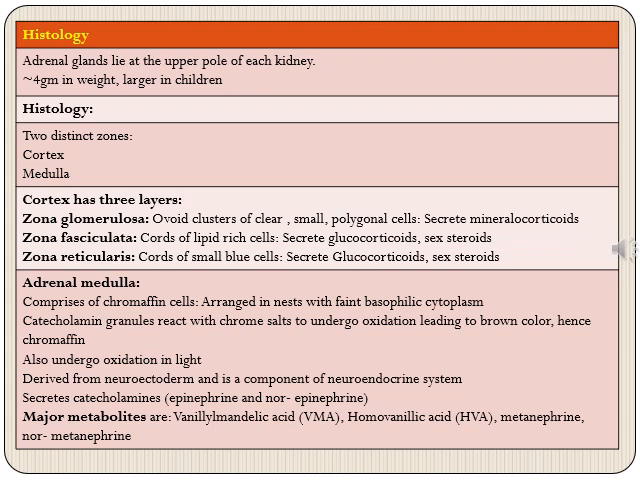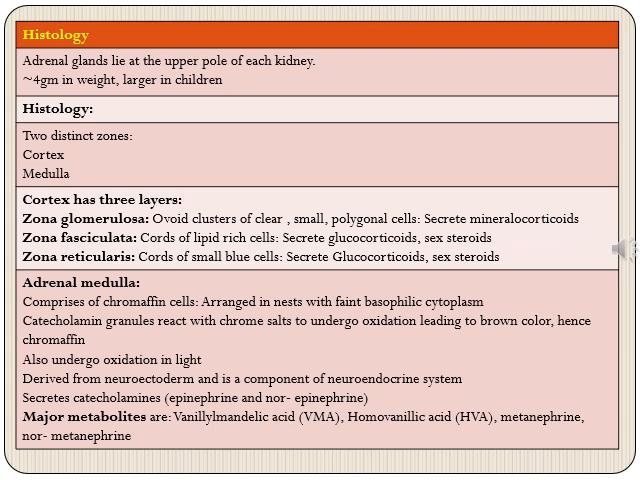Histologically, these glands have two distinct zones, cortex and medulla. They have different cellular composition, and just like the pituitary, these two layers, that is cortex and medulla, express different chemicals. So the cortex has three layers. If we go from outside to inside, we have zona glomerulosa, fasciculata, and the innermost layer is zona reticularis.